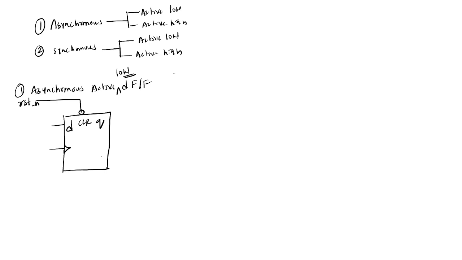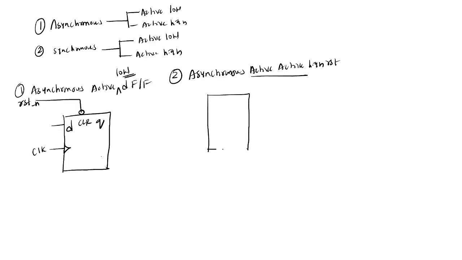Okay, and coming to asynchronous active high. If it is an asynchronous active high reset, it will be like this. This is the clock, and this is D, and this reset is connected directly like this. Reset is connected to the clear signal. Okay, this is the hardware for asynchronous active high reset.